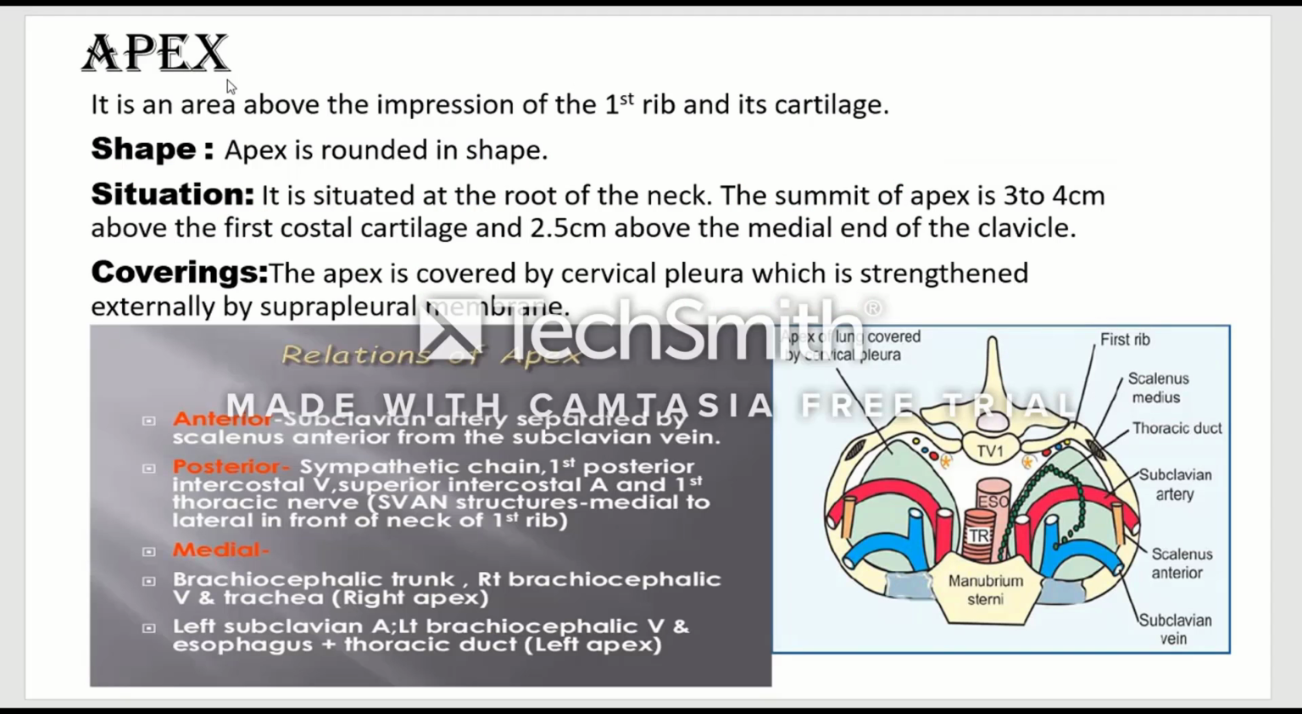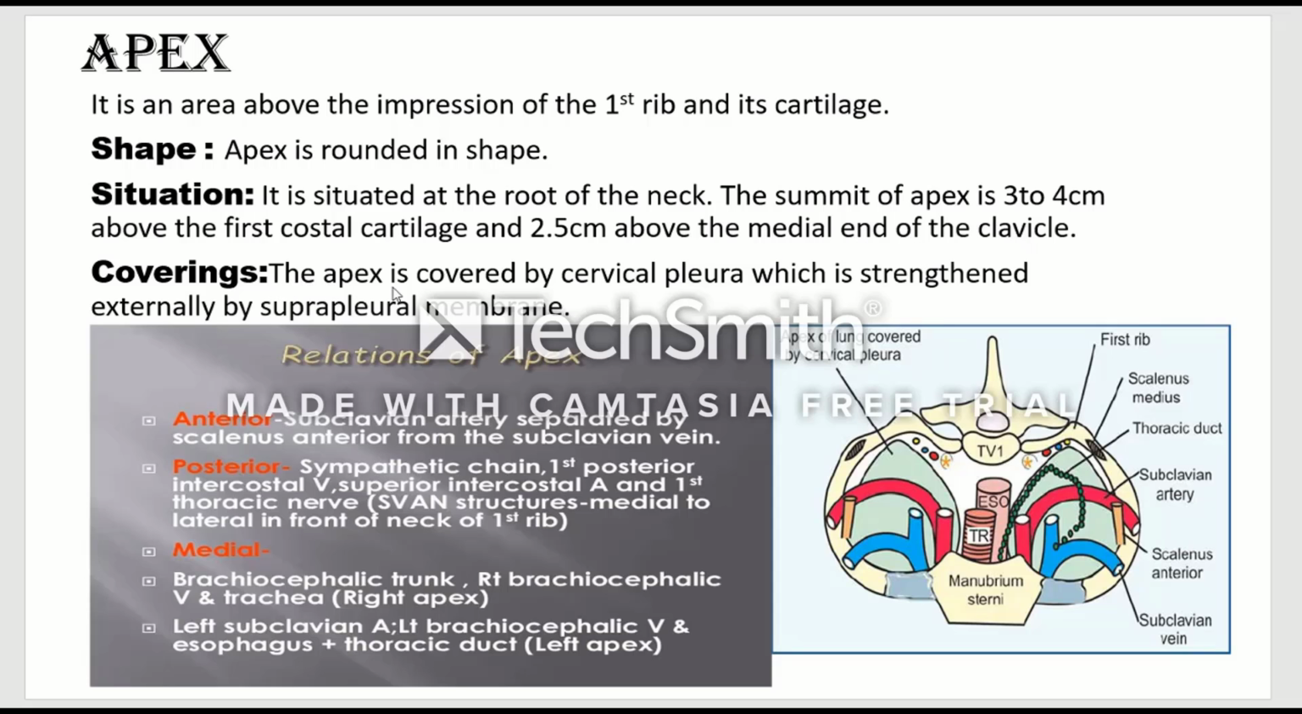Then আসছে apex. Apex of the lung, এটা short note আসে. It is an area above the impression of the first rib and its cartilage. Apex এর shape হচ্ছে, apex is rounded in shape. Situation হচ্ছে, it is situated at the root of the neck, and the summit of apex is 3 to 4 cm above the first costal cartilage and 2.5 cm above the medial end of the clavicle.